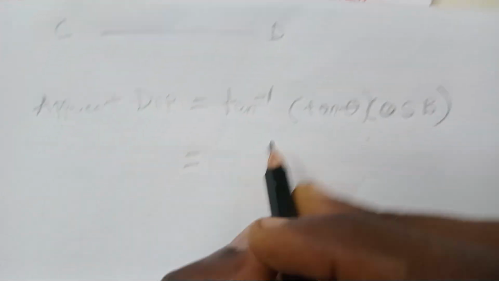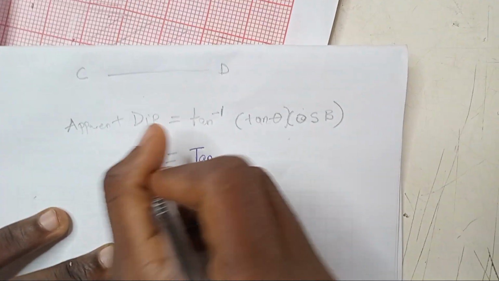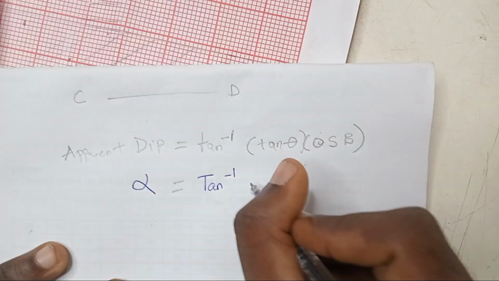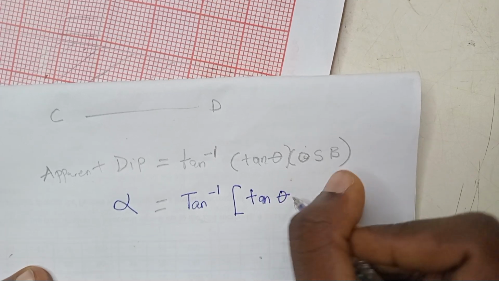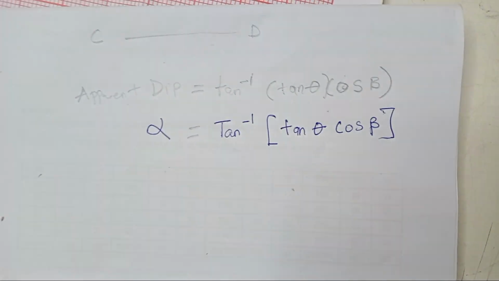Let me write it clearer. So we have, you can call apparent dip as alpha. Alpha is equal to arctan tan theta cos beta.